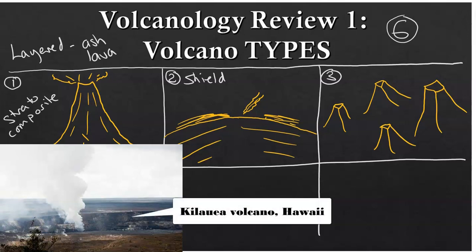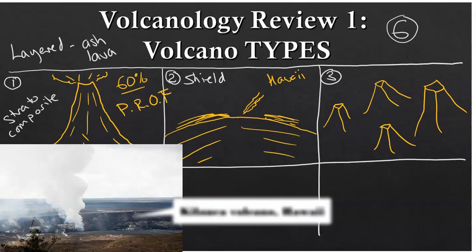The classic one for strato and composite is going to be the Ring of Fire: 60% of all volcanoes are stratos, and the Pacific Ring of Fire is going to be the example. The classic shield is going to be Hawaii, as an intraplate volcanism hotspot.